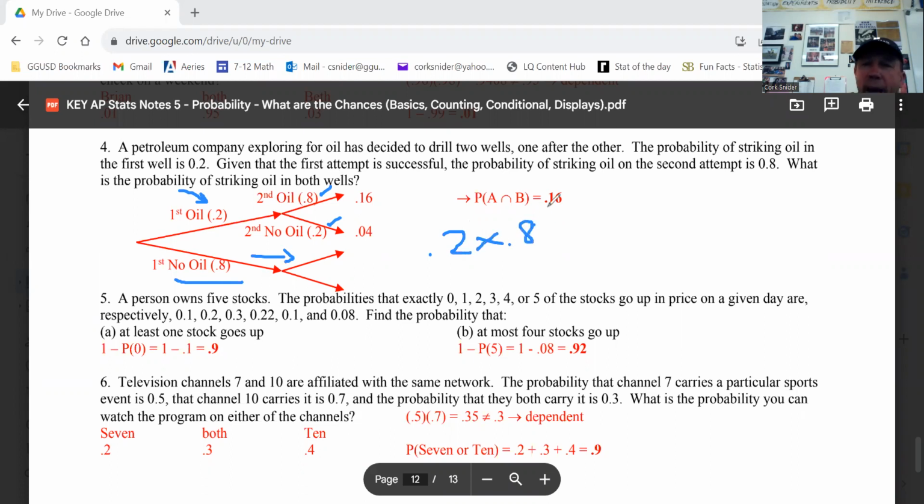That's not really that hard. It's 0.16. You could use a tree diagram. You may choose not to because it's fairly easy. Okay? All right, number 5.